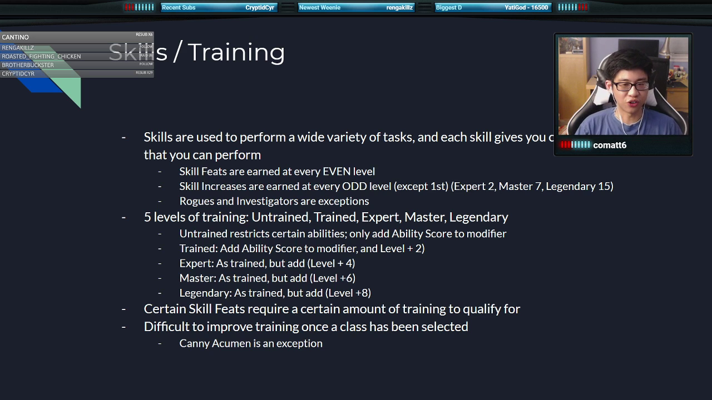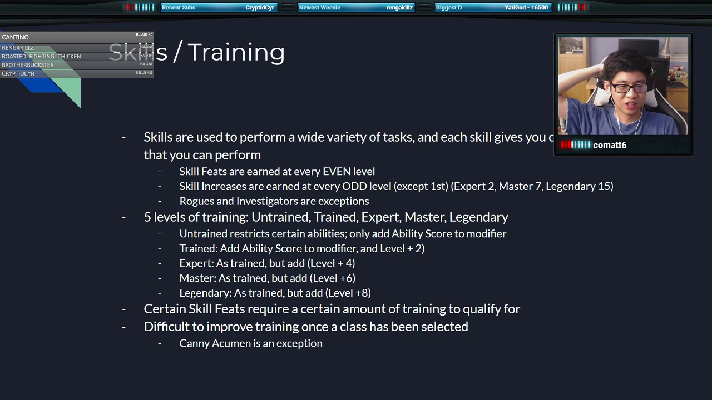Skill feats are earned at every even level, so whenever you gain a class feat, you also gain a skill feat. Skill feats are really nice as they allow you to do all sorts of things. For example, there's the acrobatic skill feat Kip Up, which allows you to stand from prone as a free action as opposed to an action, a 1-action ability, and it also doesn't provoke reactions, which is really nice.